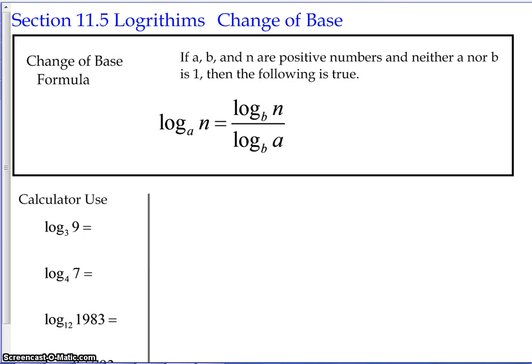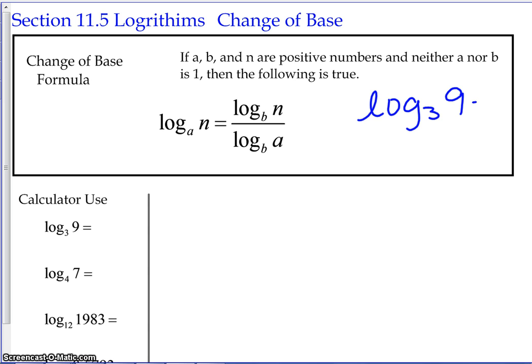So our change of base formula says that if a, b, and n are positive numbers and neither a nor b is 1, then the following will be true. This also works if we have an exponent. I think it'd be best if I just show you with the log base 3 of 9, and kind of prove why we have this change of base formula. I might even move this up here so I have some space.